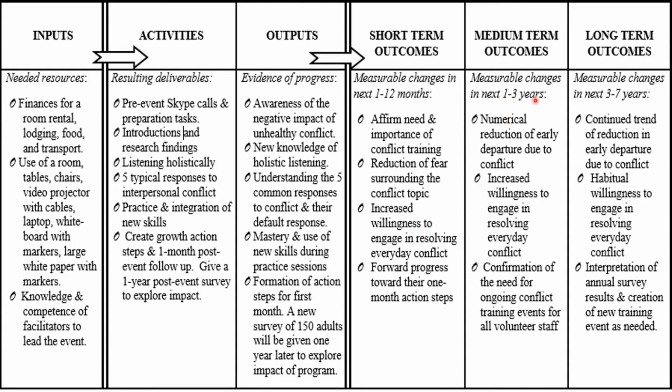Midterm, 1 to 3 years, less people leaving early because of conflict, a willingness to engage in conflict when necessary, and then confirm the need for ongoing training. Long term, 3 to 7 years, hope to see a trend of reduced number of people leaving early due to conflict. This habitual willingness to engage in healthy conflict, resolving everyday conflict, and then checking out the annual survey. Is this needed, and how can we do it even better next time?